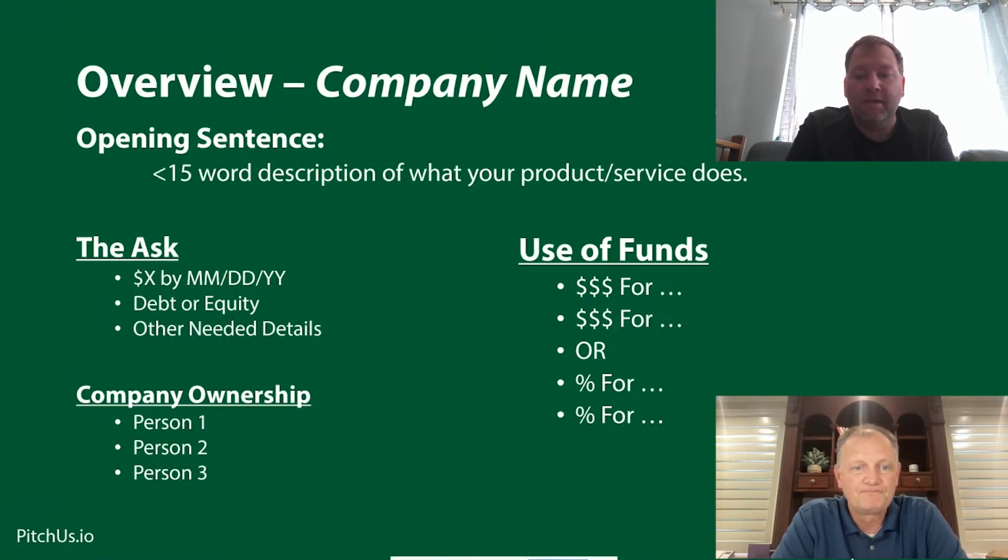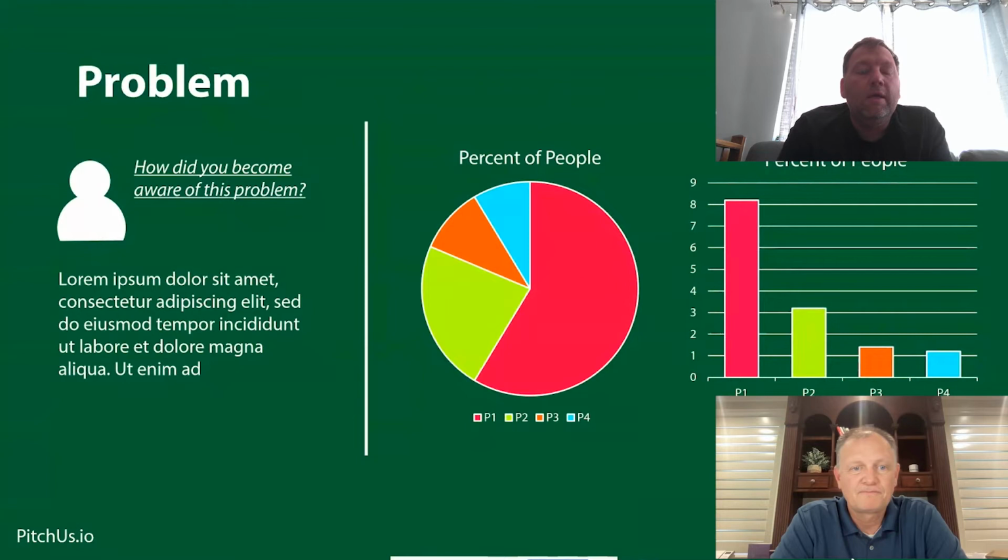So let's dive into it then. Here's slide number 2. Slide number 2 is usually the problem slide. In fact, I believe, and Jeff, correct me if you think this is wrong, but this is the slide I would say 80% of entrepreneurs get wrong.